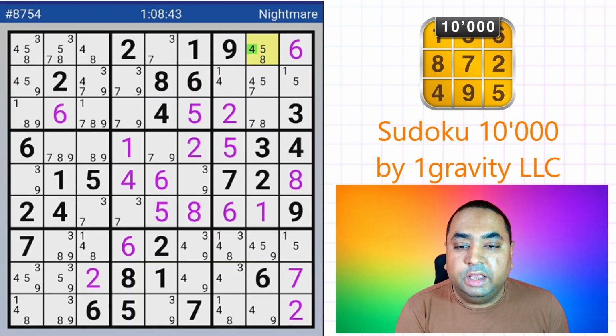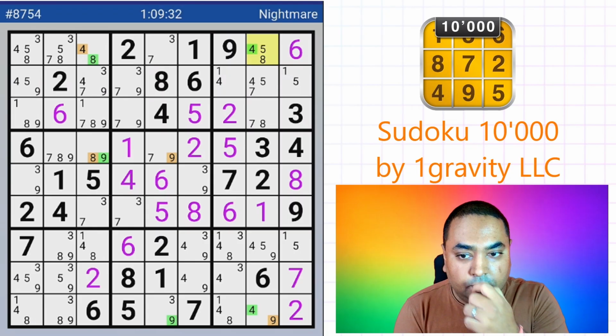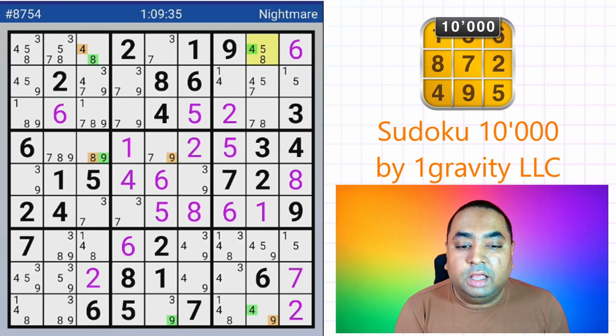So in this forcing chain, here you can see if 4 is, for example, assumed in that position. Okay, as 4 is assumed in that cell, if 4 is the solution, then correspondingly you see the brown color candidates have to be removed, and the green colors have to be inserted as numbers.